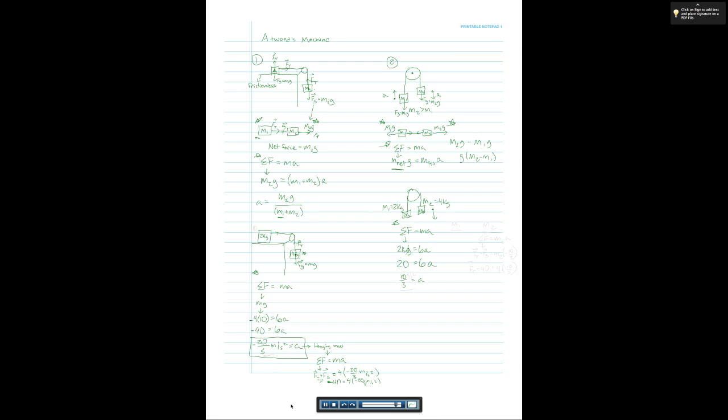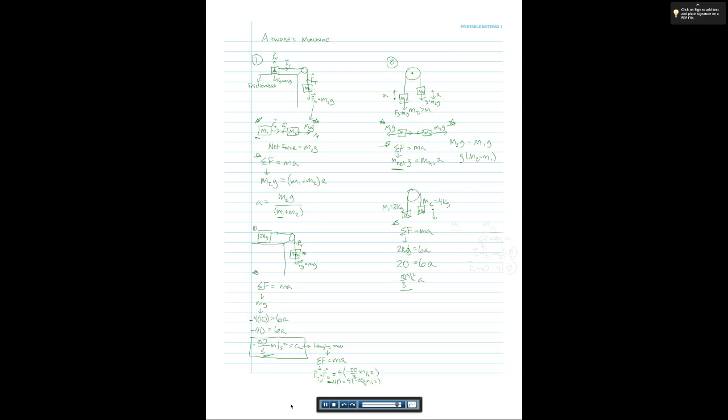So you see how the acceleration is different than over here. It's the same 2 blocks, but over here with configuration 1, this block is resting on a surface. Here, M1 is hanging. Okay? So that's how you figure out the acceleration of each block.